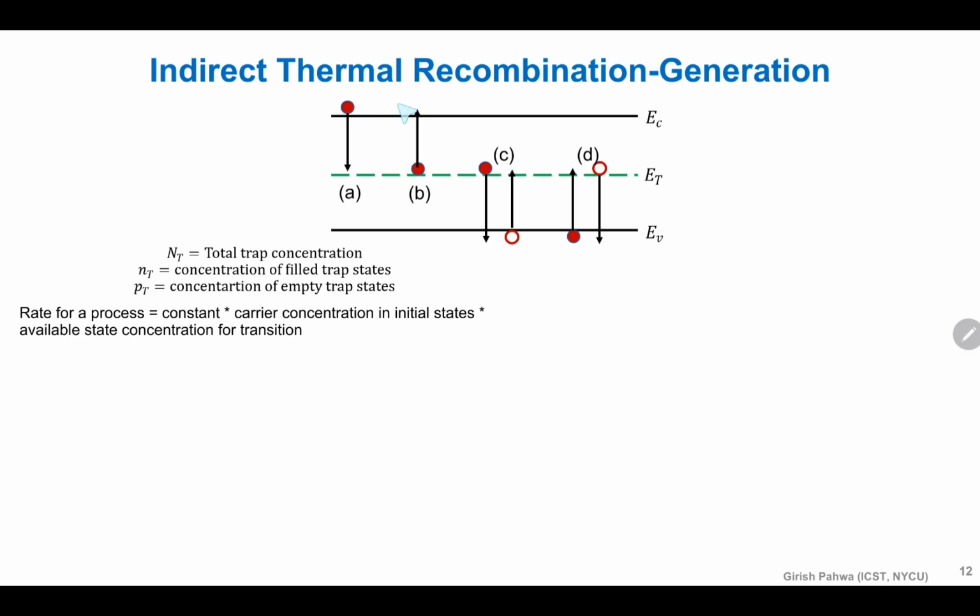So the rate of change of concentration of electrons in the conduction band is going to be equal to the rate of change of electron concentration because of process A plus the rate of change of electron concentration because of process B.